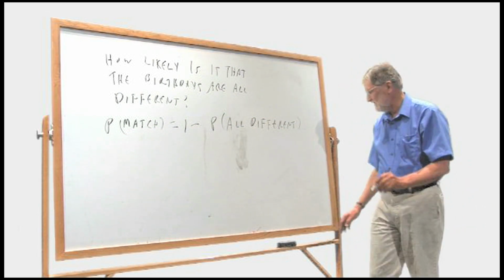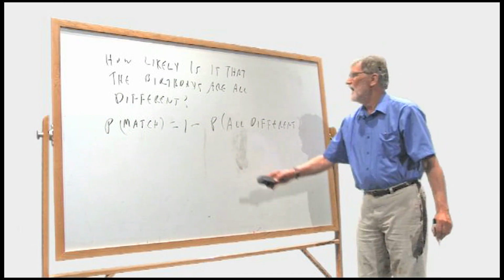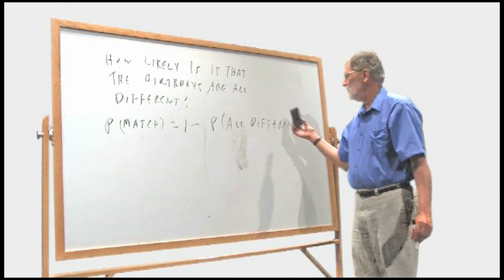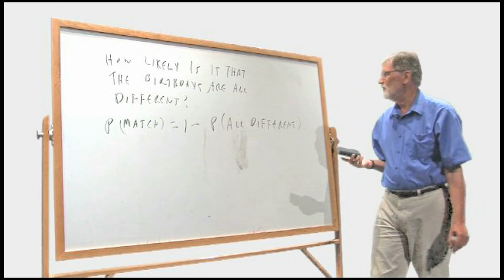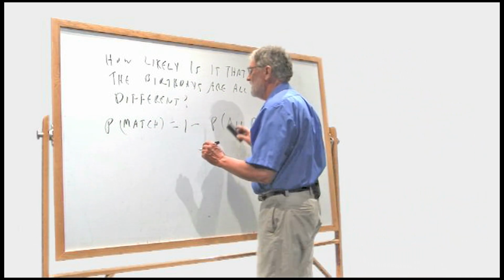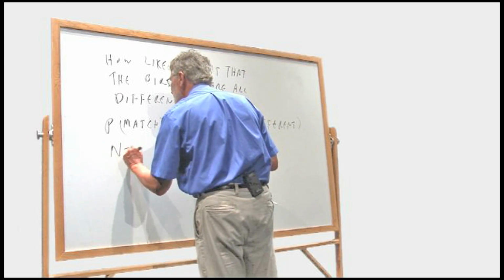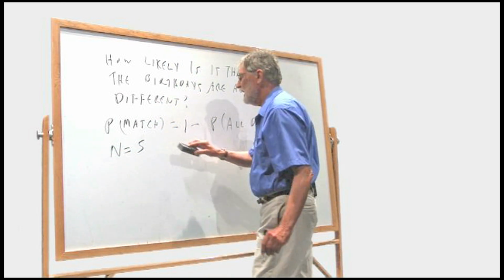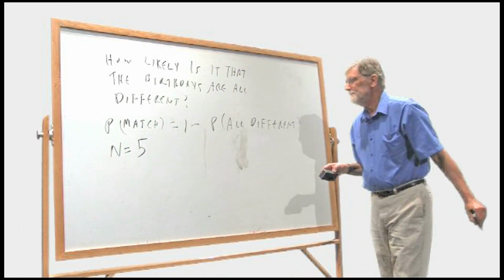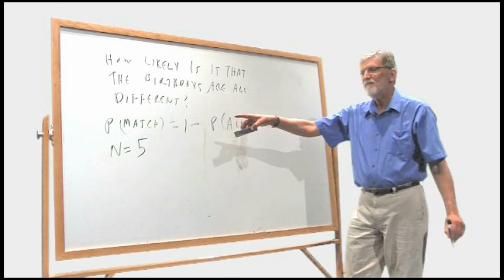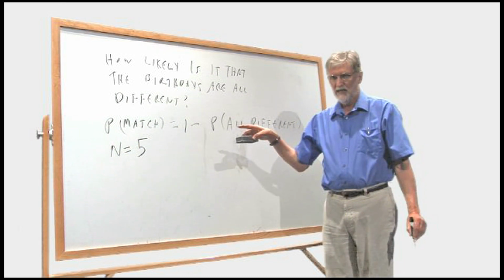Very often in mathematics you say, I can't do the problem they gave me, so I'll do a different problem. And if I can do that different problem, I'll be able to do the one I started with. So let's see if we can do that. And let's imagine a simple case. Suppose n equals 5. How can I get the probability that 5 people all have different birthdays?